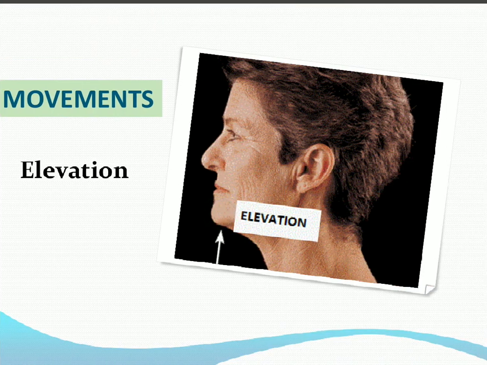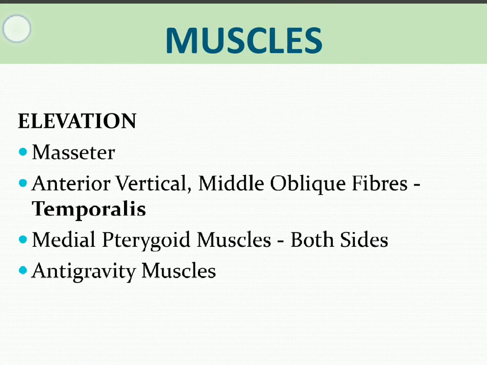Elevation, when we close the mouth, that is elevation of the mandible. The muscles are masseter muscle, temporalis muscle, that is the anterior vertical and middle oblique fibers, and medial pterygoid muscle, both the sides of the medial pterygoid muscle. So in depression, only one muscle of mastication is participating, that is lateral pterygoid. And in elevation, you have three muscles of mastication, that is masseter, temporalis and medial pterygoid participating. This movement takes place against gravity. It is an anti-gravity movement.